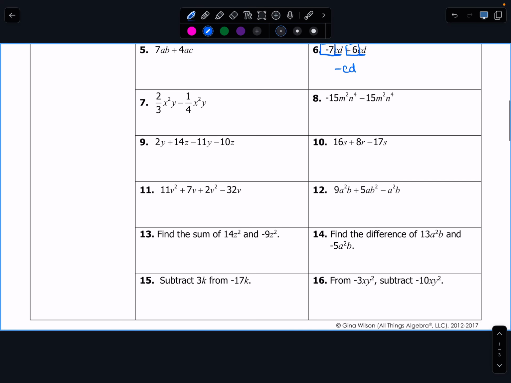All right, now we'll go to 11, just for you. I have a v squared, and I have another v squared. So how many v squareds do I have? 13 v squared. Then I have a 7v and a negative 32v. So how many v's do I get? Negative 25v. And that's it. And I can't combine the v squared with the v, because that would be combining apples and oranges together.